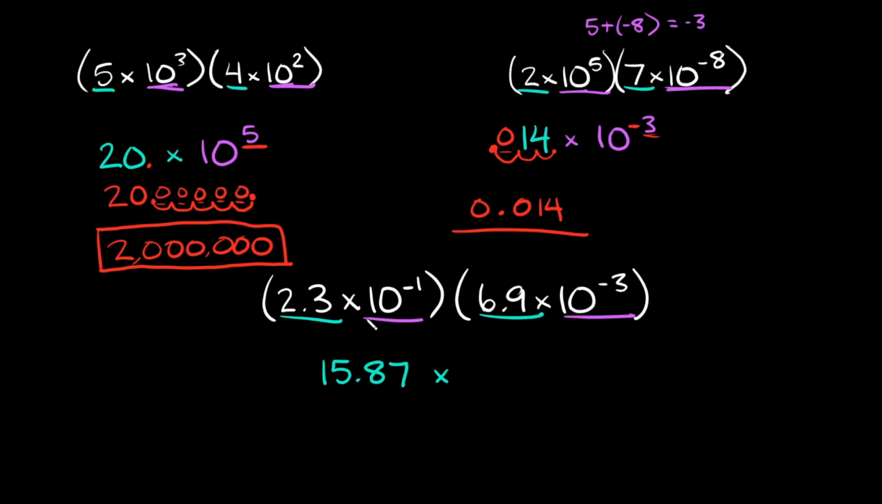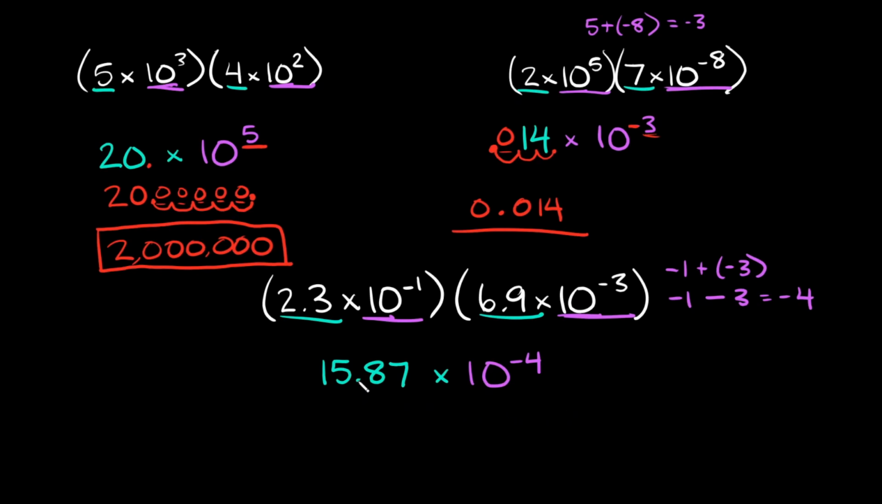Okay, so we have the same base, right? We have a 10 and a 10, so we'll keep that 10. And then in order to multiply the exponents together, you just add them together. So we're going to have, I'll write it over here, negative 1 plus negative 3, right? Or in other words, this is the same thing as negative 1 minus 3, which is equal to negative 4. Okay, negative 4. That's our exponent.